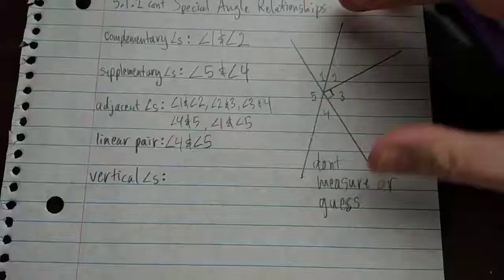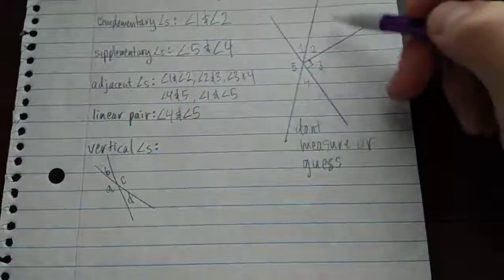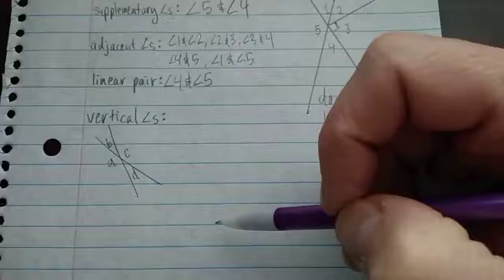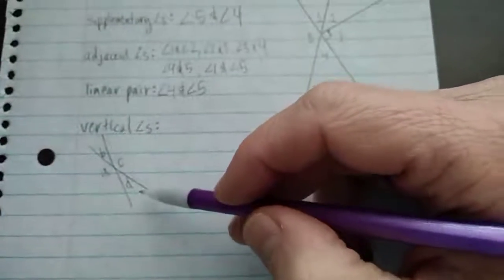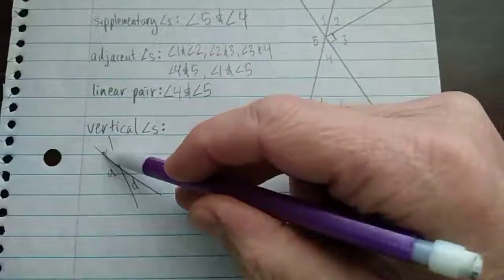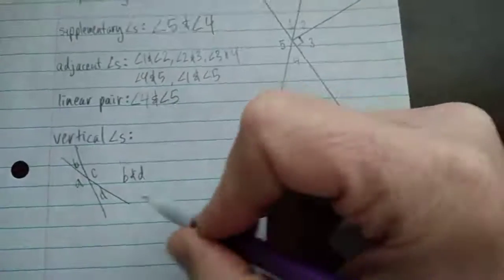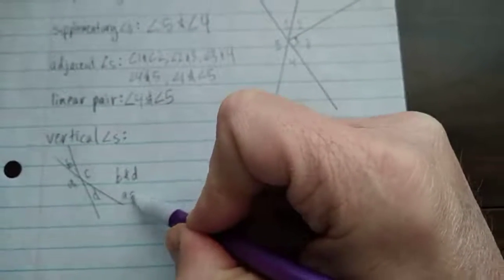Now vertical angles, maybe this one is new for you. Well, vertical angles, I'm going to make a quick sketch. So I'm going to call the areas A, B, C, and D. I don't want to use numbers because I don't want to get it confused with over here. Well, vertical angles are the ones that are across from each other. When two lines intersect, the angles that are opposite from each other. So in this case, B and D would be vertical angles. A and C would be vertical angles.